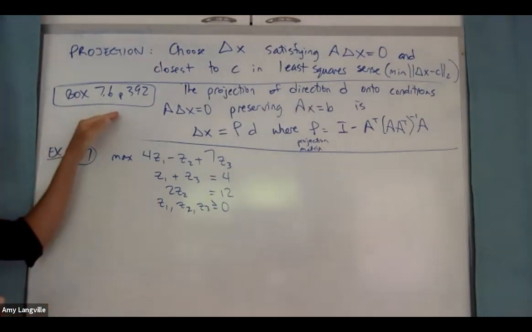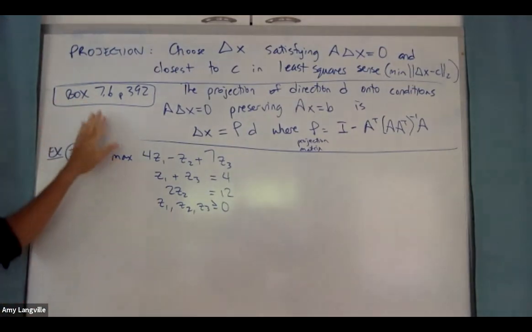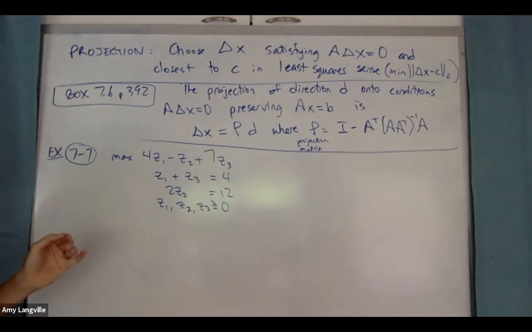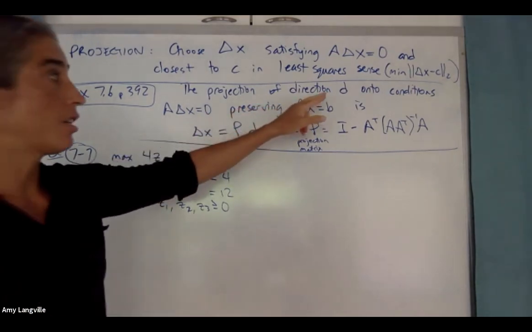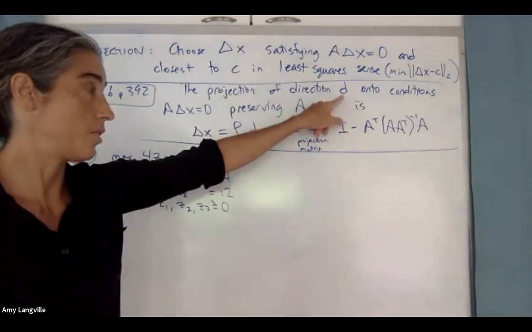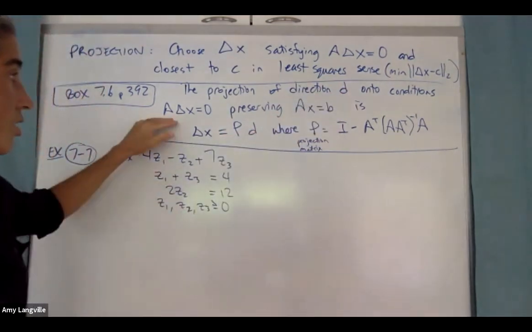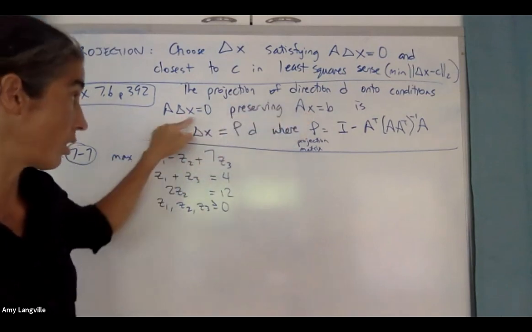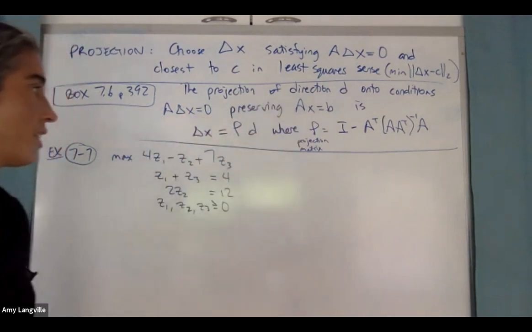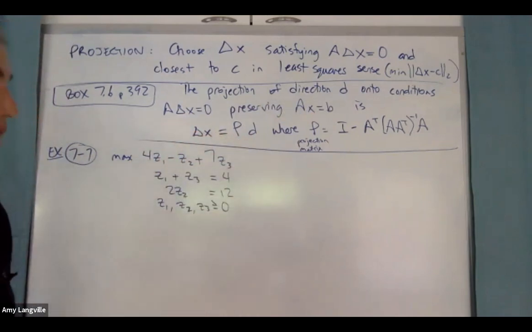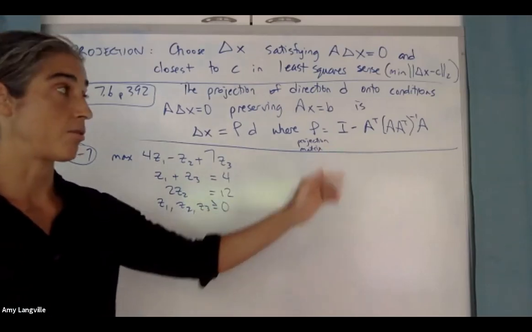Okay, so here's the key thing. This is the main thing we're going to do over and over. This is a box on page 392, box 7.6. The projection in the direction D. So we want to go towards, ours is going to be, we're going to replace C and D with C, onto the conditions A delta X equals 0. We're doing this because we want to preserve AX equals B. It's given by this statement here. Delta X is P times D. Okay, but P is the projection matrix, and that takes quite a bit of work. This is a formula to memorize.